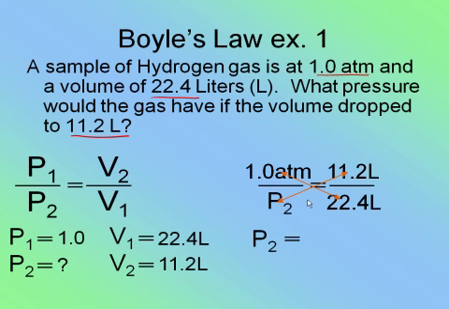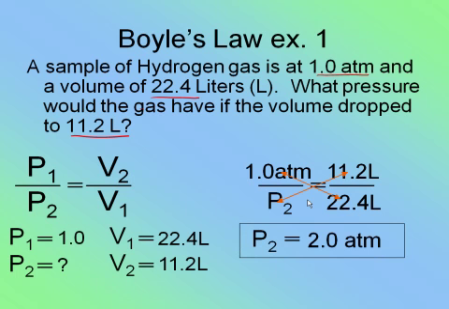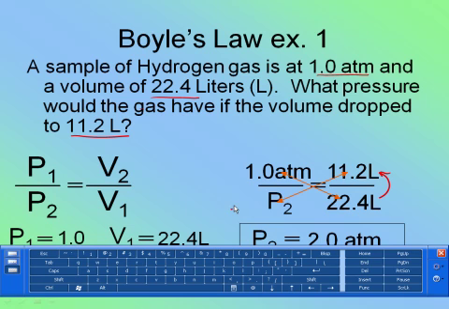Solve for P2 by dividing what's connected to the variable. And bam, I get an answer of 2 atmospheres, which makes sense. If you look at these two situations, as the volume went from V1 up to V2, it went down by a half, which means that the pressure should go up, should double. Okay? And of course, I circle my answer at the end so that the teacher can clearly find it.